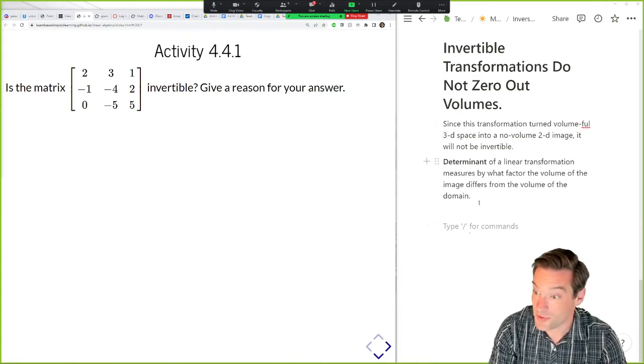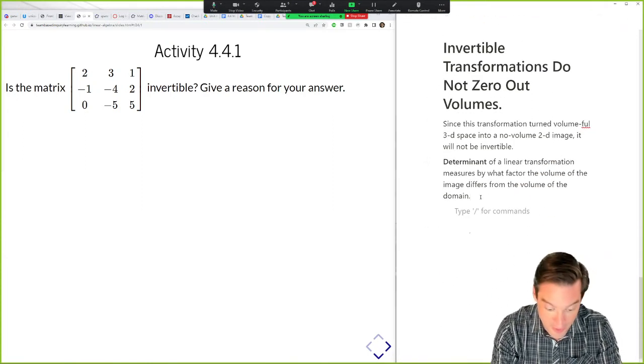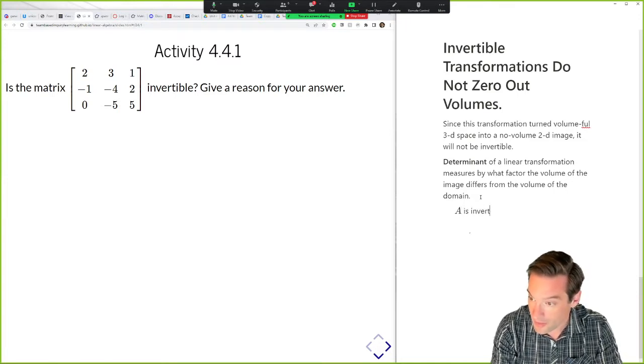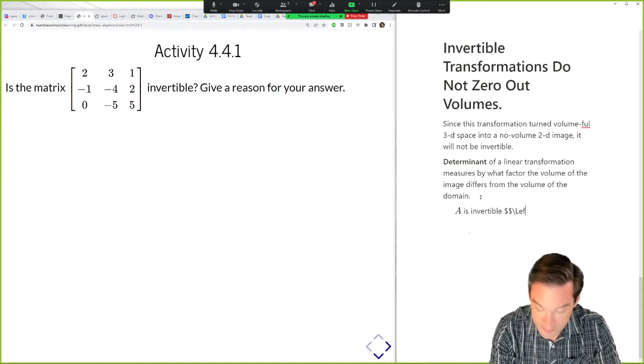Invertible transformations do not zero out volume. And so what this is going to tell me is that A is invertible exactly if, if and only if, the determinant of A is non-zero.